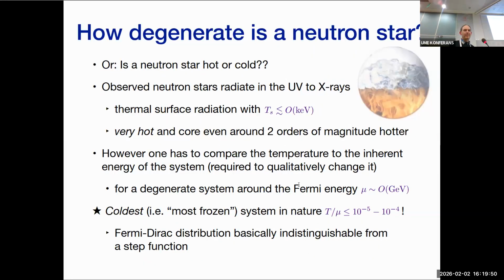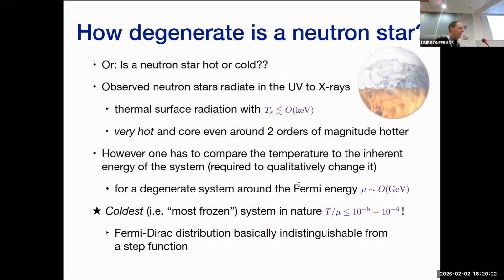Yavuz already mentioned this. A neutron star is very hot, right? I mean, they emit in ultraviolet and X-rays. That means they have surface temperatures of nearly a keV, actually hundreds of electron volts or something like this. That means they're very hot by human standards, or if you compare with the surface of the sun. And their core is even 2 orders of magnitude hotter, because the outermost part of the neutron star strongly insulates heat.